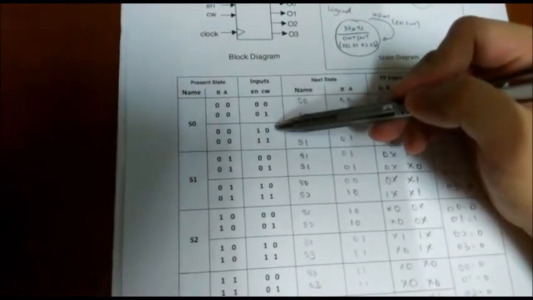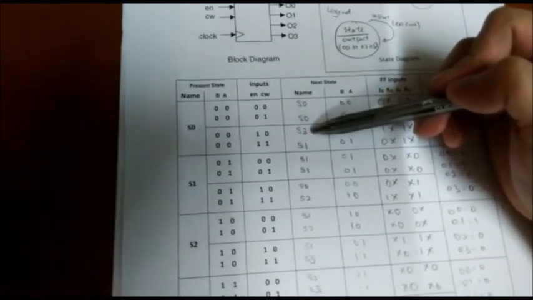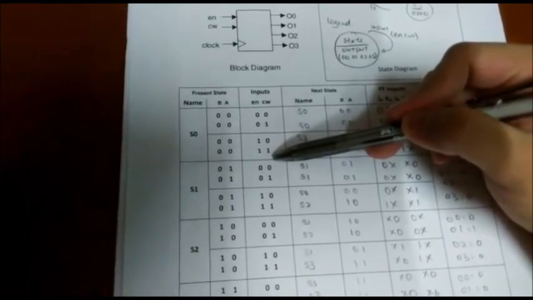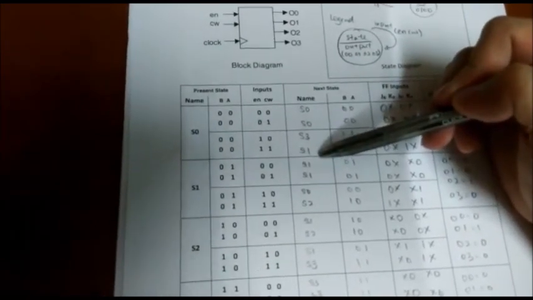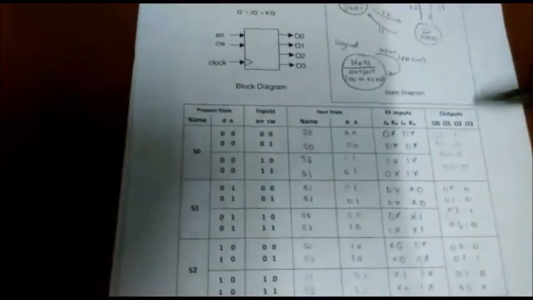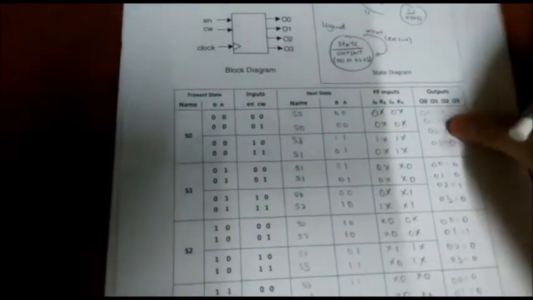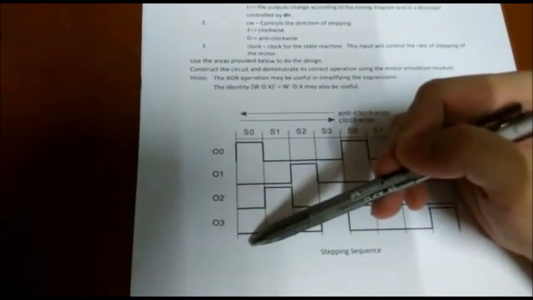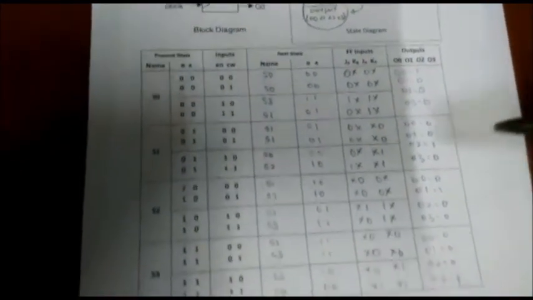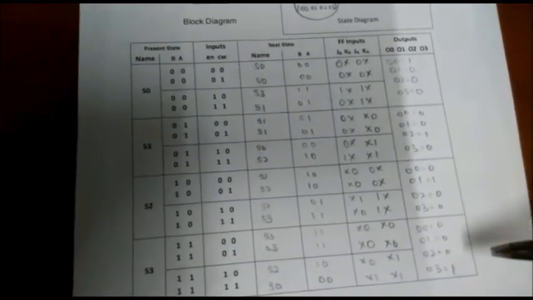When the CW is 0, the next state will go to S3, which is anti-clockwise. When CW is 1, S0 will go to S1, which is clockwise. The same goes for S1, S2 and S3. The output here is based on the diagram here. S0 is 1 0 0 0, S1 is 0 0 1 0. Same goes for S2 and S3.